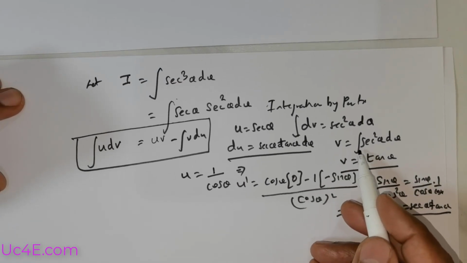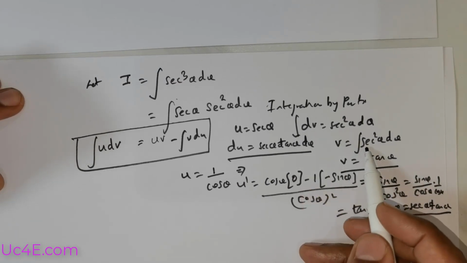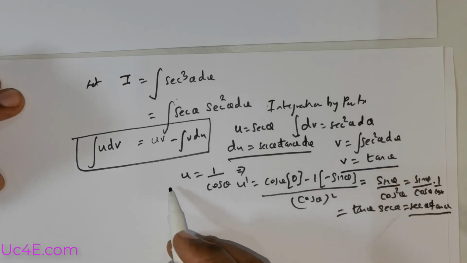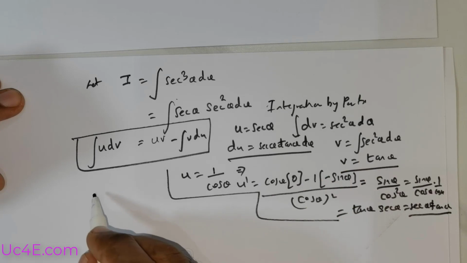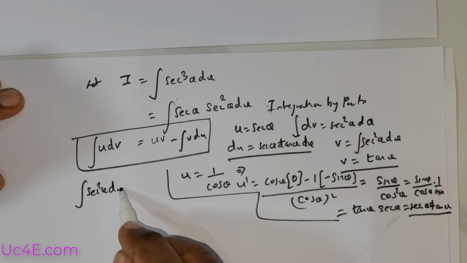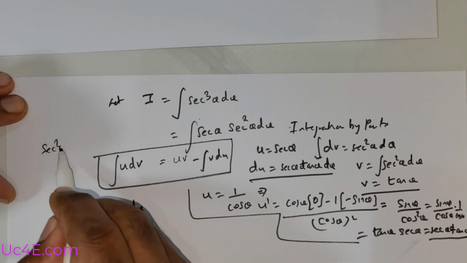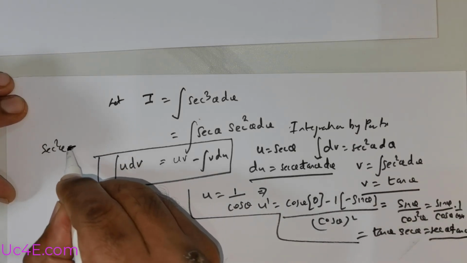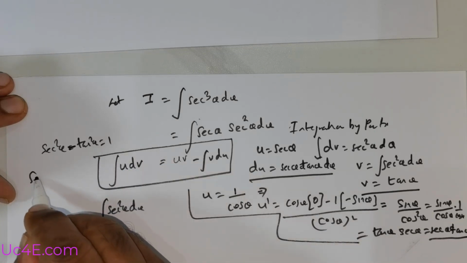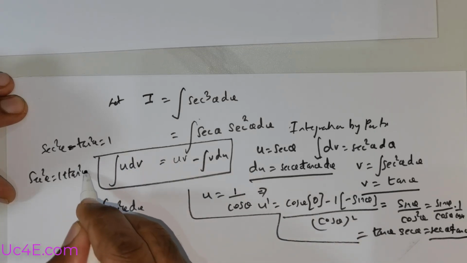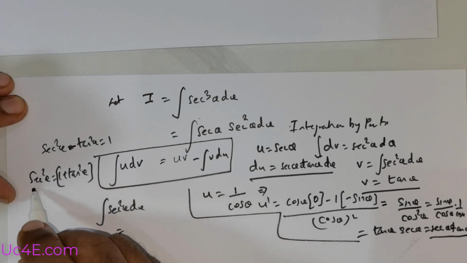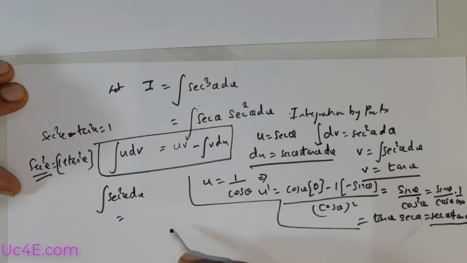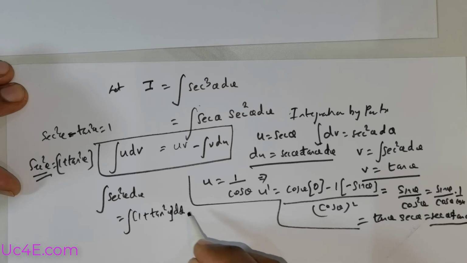Now coming back to this one, how did I get the integral of dv, which is the integral of secant squared theta, as tan theta? I'm going to show that also to you. So we got secant squared theta. Now is it okay if I write secant squared theta with this formula? Secant squared theta minus tan squared theta is equal to 1. So from here, secant squared theta is equal to 1 plus tan squared theta. So in place of secant squared theta I will be writing 1 plus tan squared theta. So this is going to be 1 plus tan squared theta times d theta.